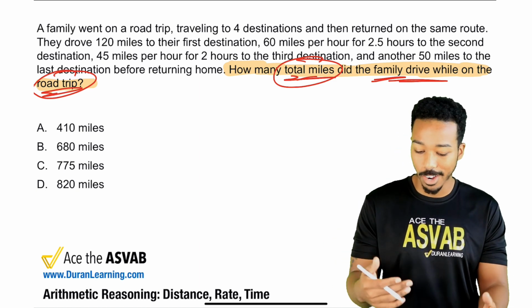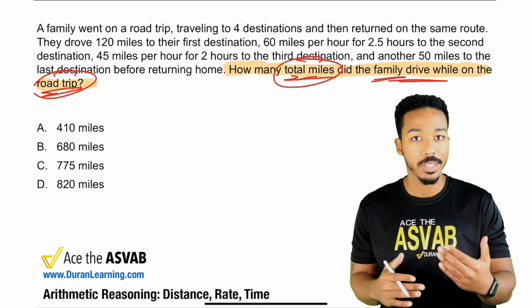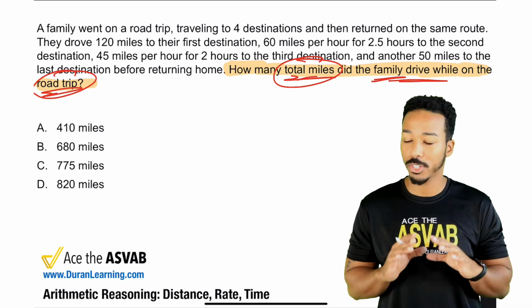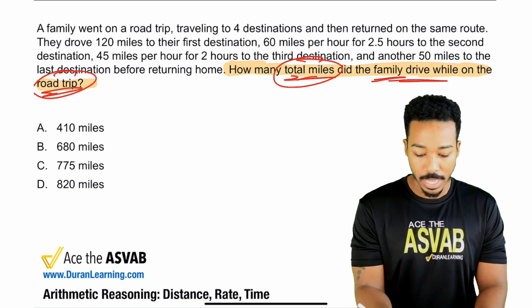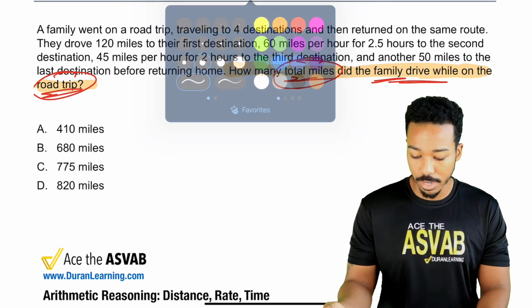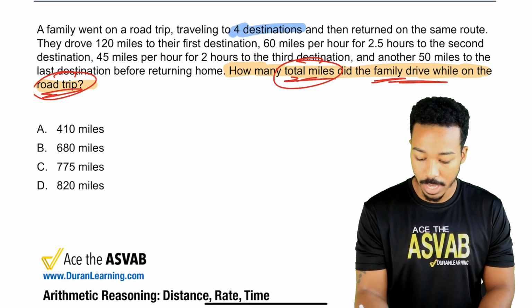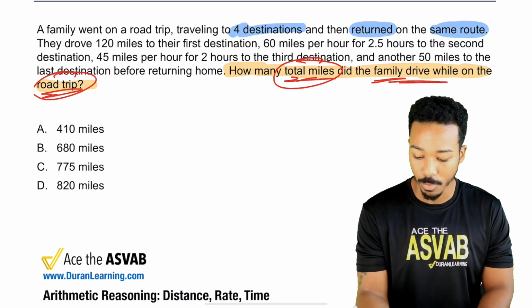So with that, all right, cool. We're going to go back to the problem, find anything that has to do with miles and the road trip, and just collect that information. We're just going to collect it. And so here we go. Back in the problem, we just grab blue here. A family went on a road trip. They went to 4 destinations, returned on the same route.